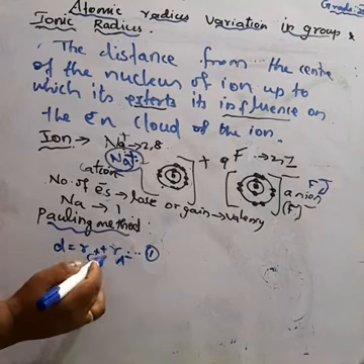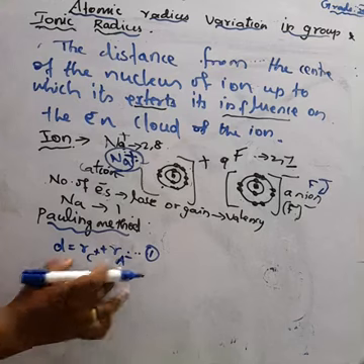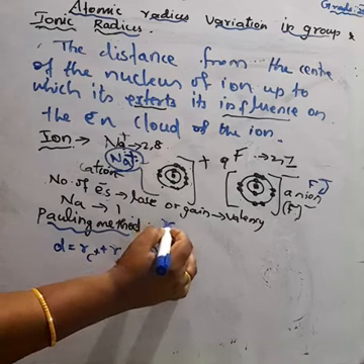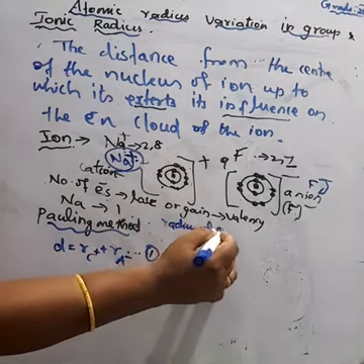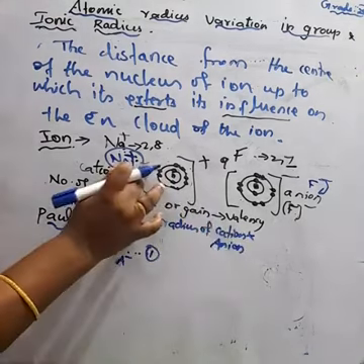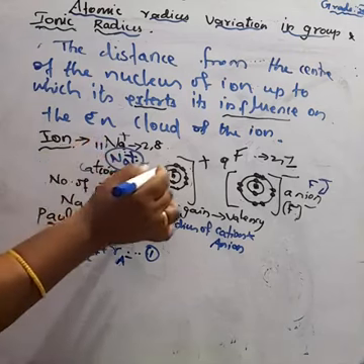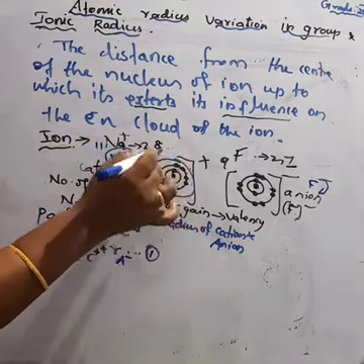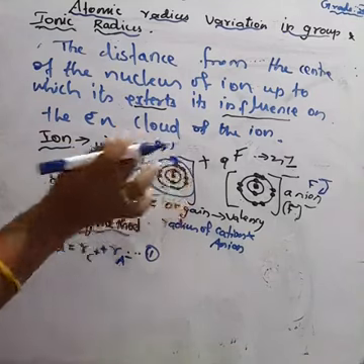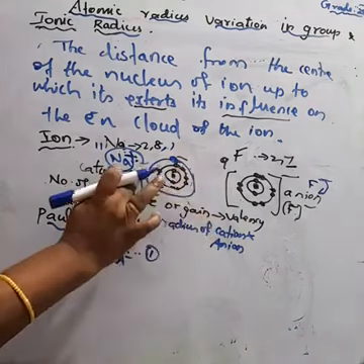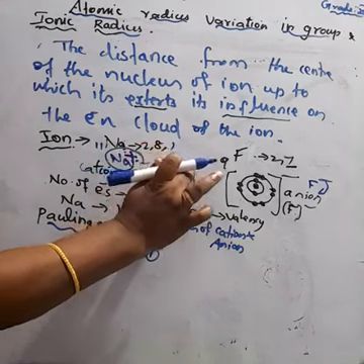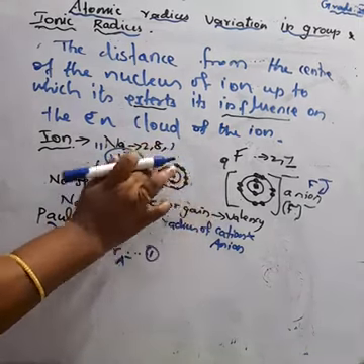But using this formula, we cannot correctly calculate the radius of the cation and anion, because the radius of the cation is much smaller than the radius of the neutral atom. For example, the sodium atom, atomic number 11, has electronic configuration 2, 8, 1. First orbit 2 electrons, second orbit 8 electrons, and last orbit only 1 electron. When this neutral atom loses this one electron to get a stable configuration, the outermost orbit is removed.